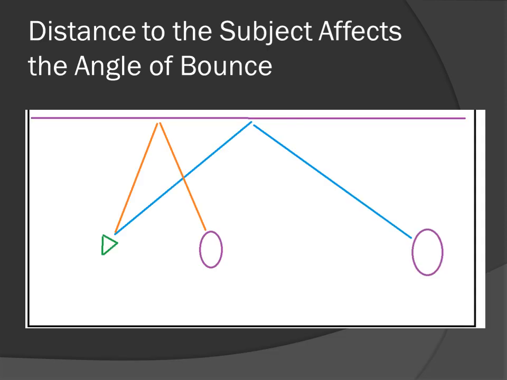Distance to the subject. Close subject, purple circle, orange line. Light going up to the ceiling in the purple, coming down on the top of their head. Farther subject to the right. Blue line going up, coming down at a flatter angle, getting their face.